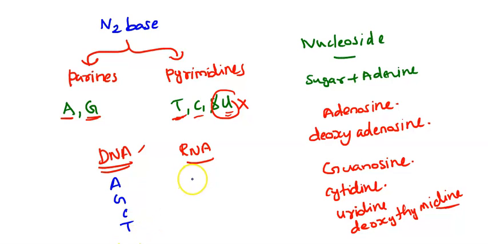Okay, but if you are taking RNA, you can see adenine, you can see guanine, you can also see cytosine, but you cannot see thymine. Instead of thymine, you can see which one? Uracil. So in RNA, uracil is present instead of thymine. Or also we can say that in DNA, thymine is present instead of uracil.